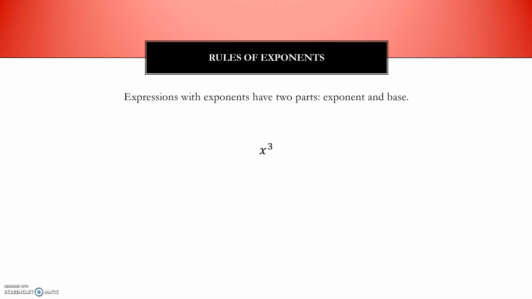An exponent has two parts in that expression, the exponent itself and what we call the base. So the base is what is being raised to the exponent. So in this case, it would be x. And then the exponent, of course, we know is the little number floating up in the corner.